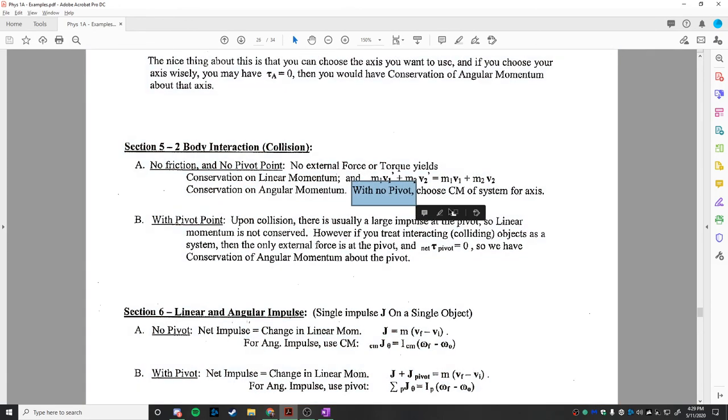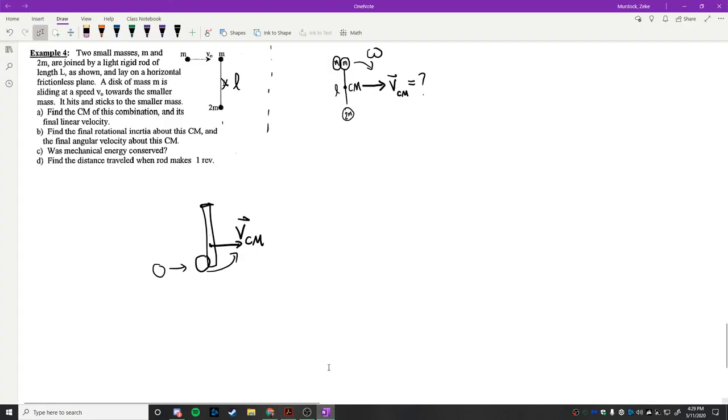But with no pivot, choose the center of mass of the system for an axis. Okay, this is the key thing here. When you do not have a pivot, you need to choose the center of mass of the system as an axis. We'll use both conservation of linear and angular momentum, and we'll use the center of mass as our pivot. So, that's our new pivot point. I'm going to redraw it on this picture here to say this is going to be our pivot, or rotational axis, for the first part. It's not really pivoted about that point, so calling it a pivot is probably the wrong word, but it's the point about which we're going to define angular momentum, okay?